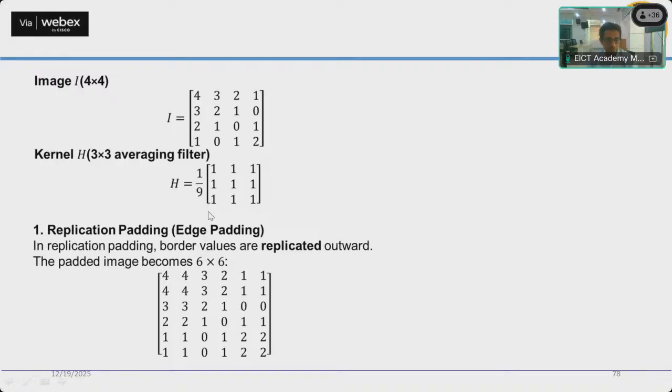So this we calculate with padding applied. Border values are replicated outward. The padded image becomes 6 by 6 and so we will get this. Even when we go through the last one, the average extra bit will be added and that's why it has been generated.